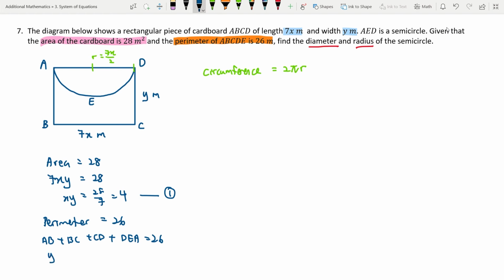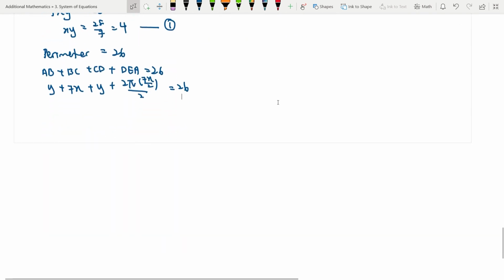AB is y. BC is 7x. CD is y. And the arc DEA will be 2 pi times 7x over 2, divided by 2. And the equation is equal to 26. We simplify the equation. y plus y, we have 2y plus 7x plus 7 pi x.